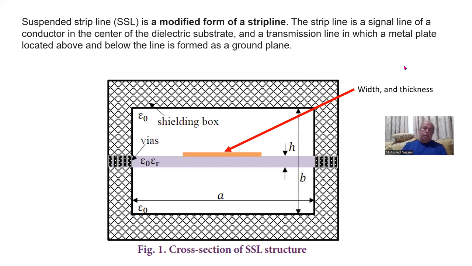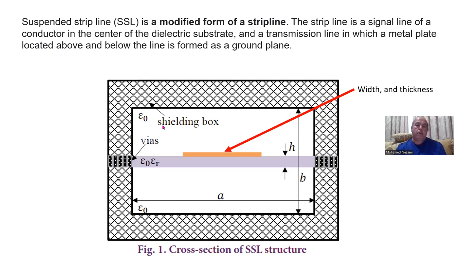So what are suspended strip lines? Here they are. Basically we have a copper trace with a certain width that is printed on a substrate of a certain height, H, with no ground plane, just suspended in air. And the whole thing is housed inside a metal channel, similar to a waveguide structure, that has a width of A and a height of B.